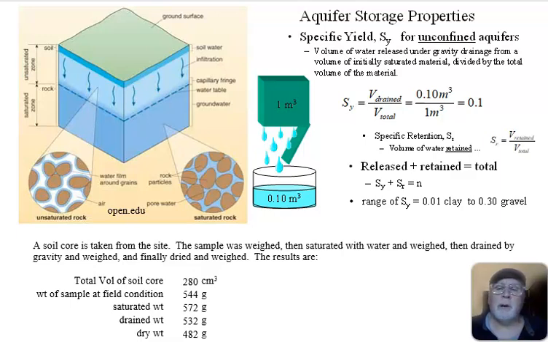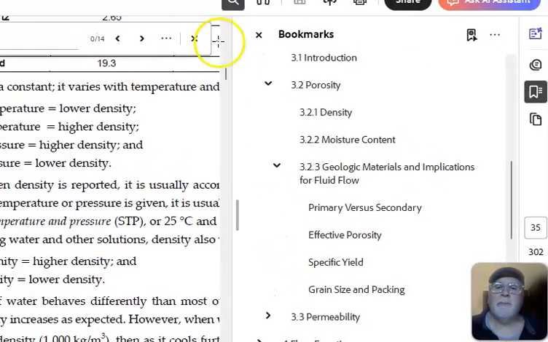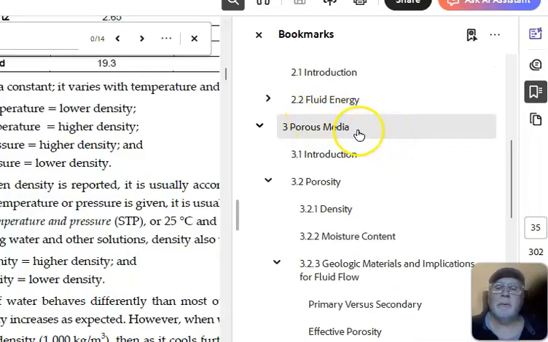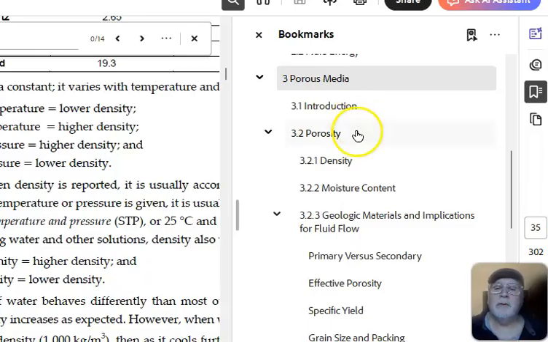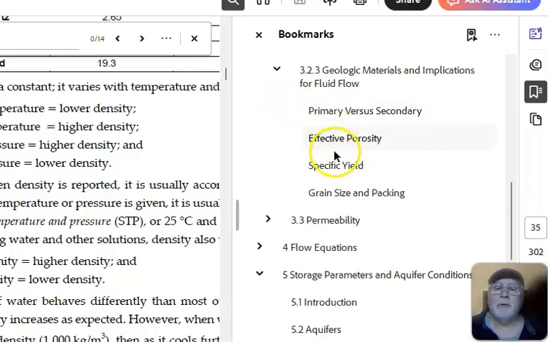We're going to go through some properties of soils and aquifers. The text has a really good discussion on this. This is in chapter 3 in the text on porous media. It goes into more detail on density and porosity, primary versus secondary effective porosity. And then we'll talk about specific yield and specific retention.